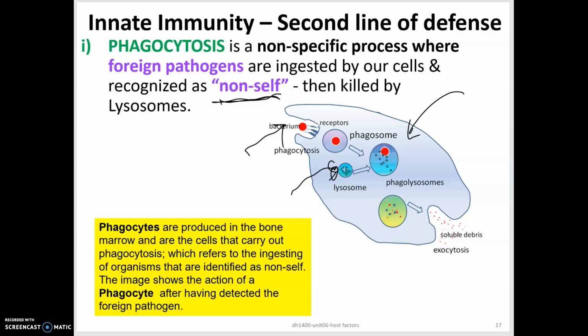Once it does that, everything inside this phagolysosome that's been digested is not of any benefit to the cell whatsoever, so the cell gets rid of it through exocytosis. This part right here, all the bits and pieces of bacteria, is going to be filtered out through the lymphatic system or through the kidneys, and it's going to be excreted as urine.